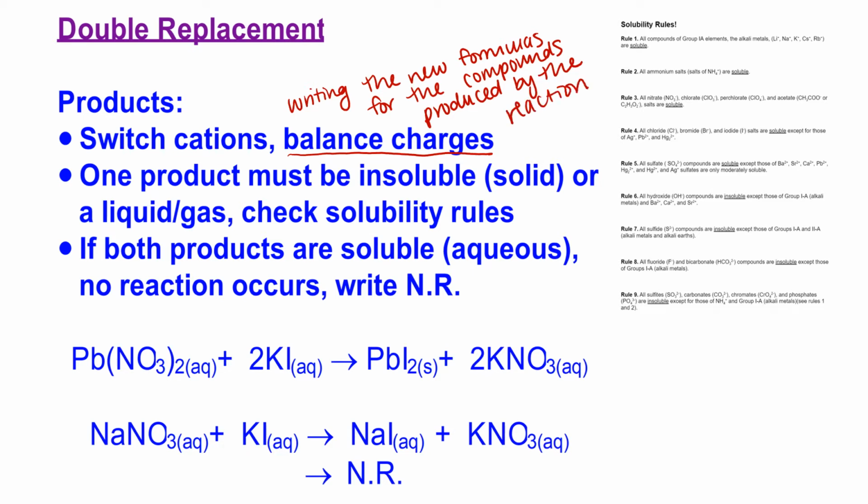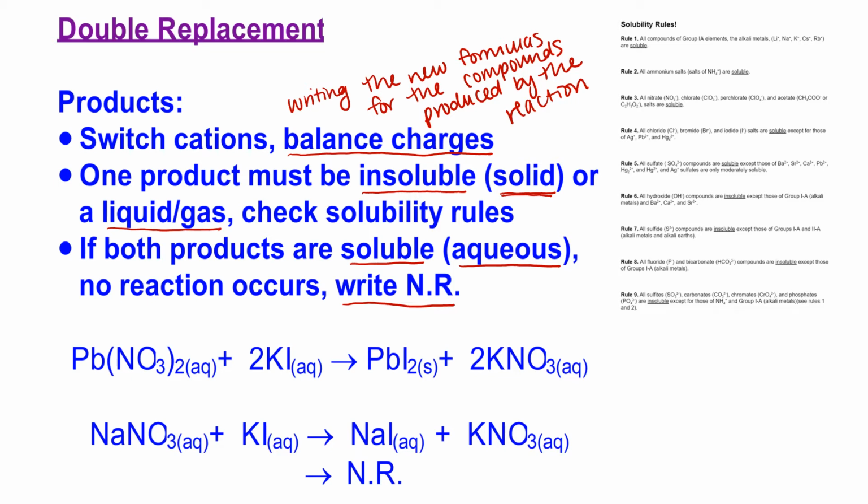One of the products has to be insoluble, and what that means is that it needs to be a solid or a liquid or a gas, but generally it's going to be a solid. And if both of the products that we produce through our double replacement reaction are soluble, meaning they are both aqueous, then we're going to predict that the reaction is not going to happen. Similar to the single replacement reactions, if you predict it's not going to happen, you just write NR.